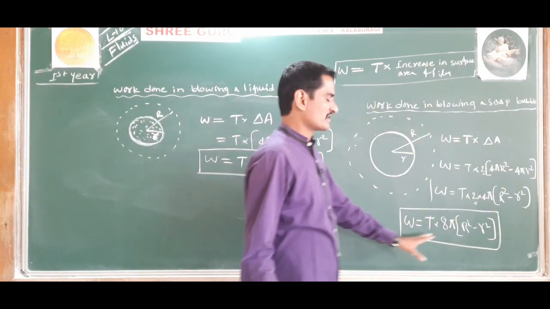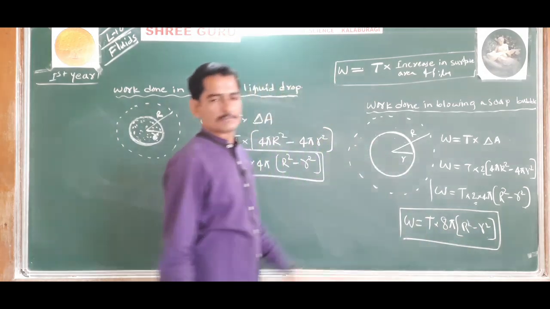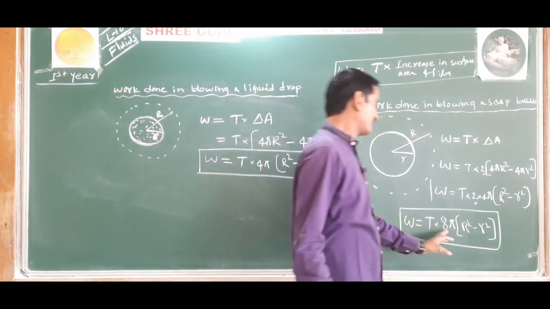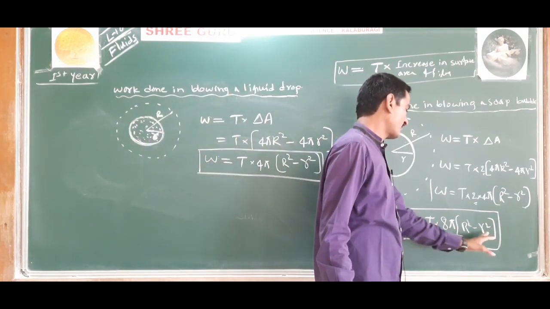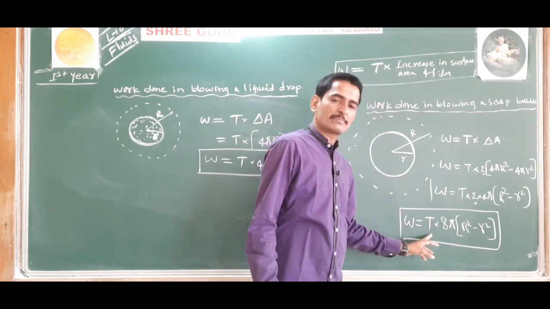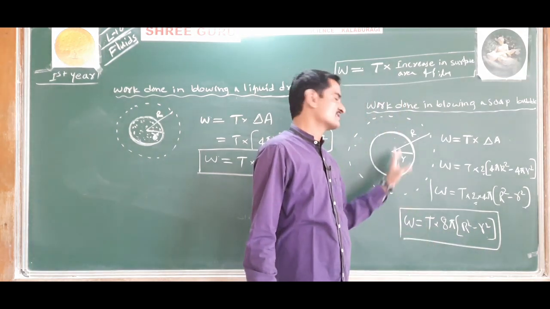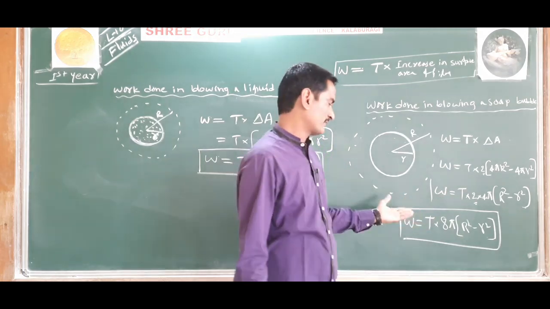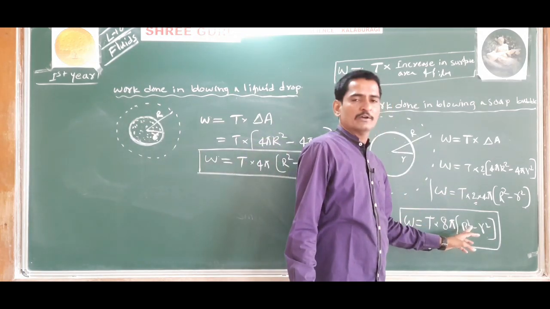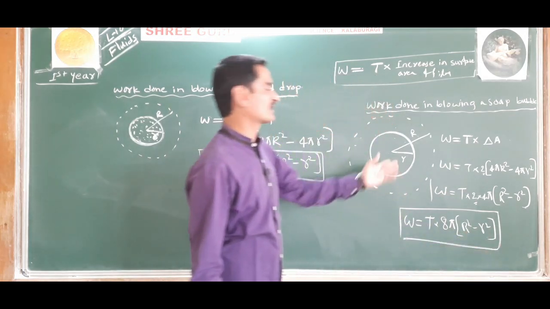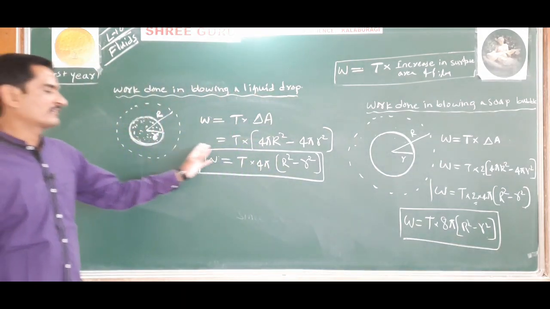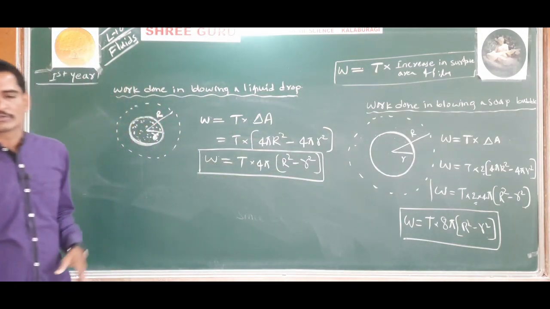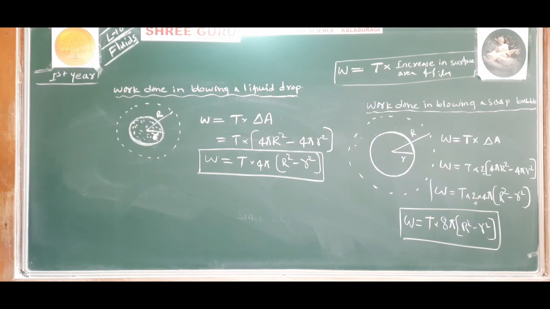Understood? So without changing the temperature, W is equal to T into 8 pi R square minus small r square. What is capital T? Capital T is the surface tension of the liquid soap, and this R is the final radius and small r is the initial radius of the soap bubble. And here it is for a liquid drop. Understood? Hope you understood this concept.